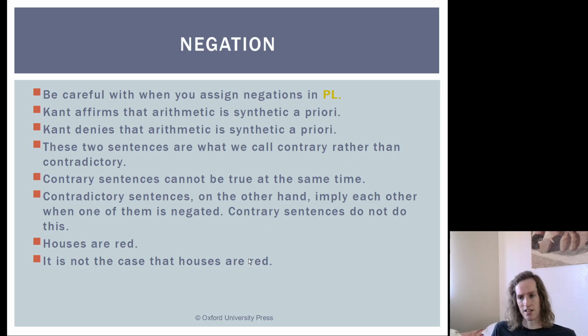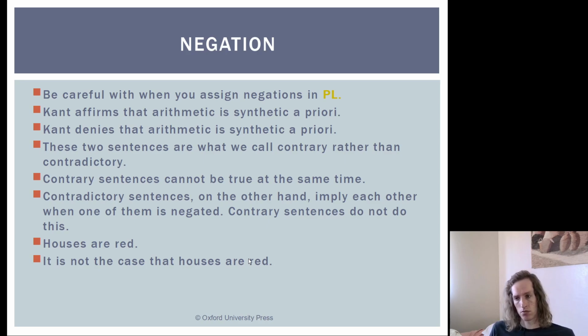Now, contrary sentences can't be true at the same time. Both of these sentences can't be true. They're contrary to one another. But contradictory sentences are different because if you have a pair of contradictory sentences and you negate one of them, that means that the other one must be true.